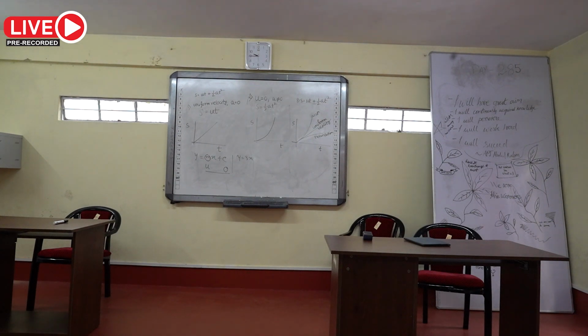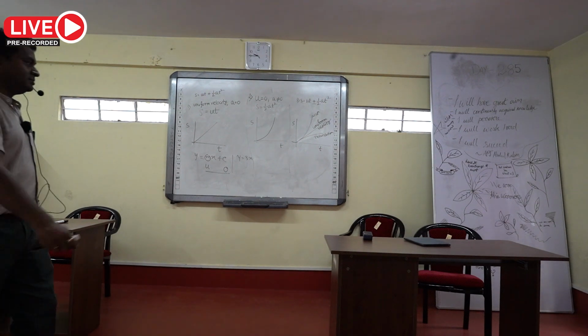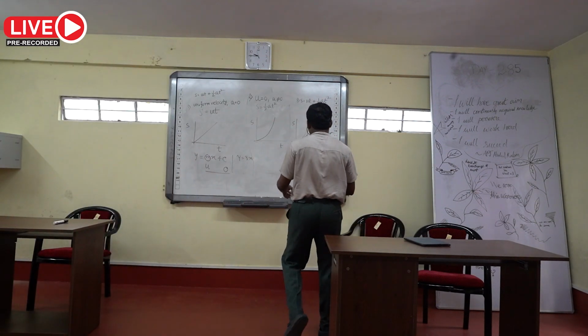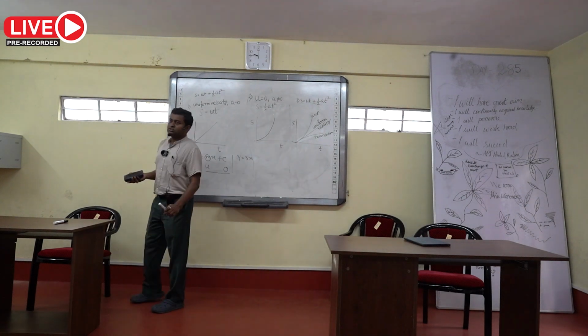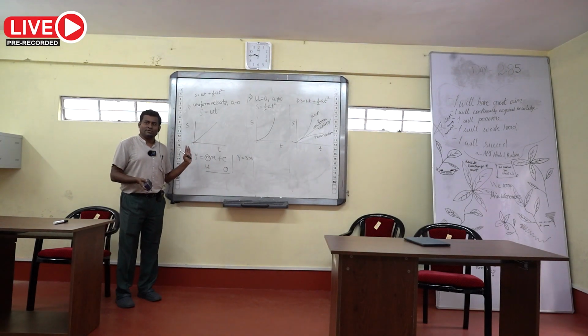S versus t square we can always do, but that will be a straight line. Suppose s equals half at square, only ut is not present, and you plot s versus t square. Then t square is plotted on the x axis and s on the y axis. So it is similar to y equals some constant into x. It will be a straight line. Okay, so this is the ST graph.